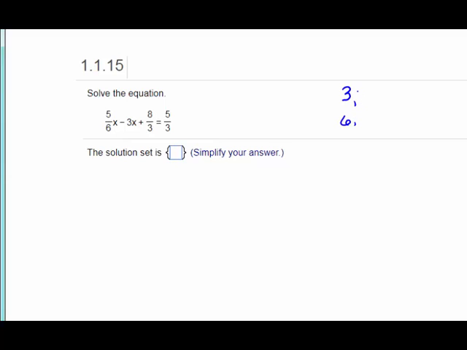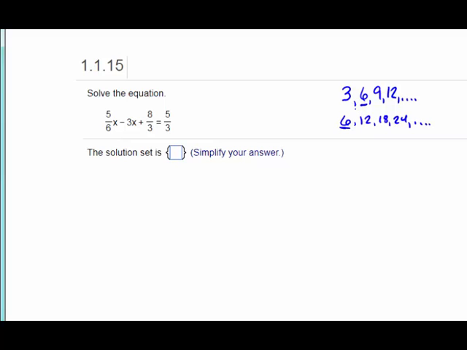So what you might do is come off to the side somewhere and start writing down some multiples of 3 and some multiples of 6. So for 3, you'd have 3, 6, 9, 12, and so forth. And for 6, you'd have 6, 12, 18, and 24. And what you're looking for is the smallest thing that appears in both lists, which would be the 6.